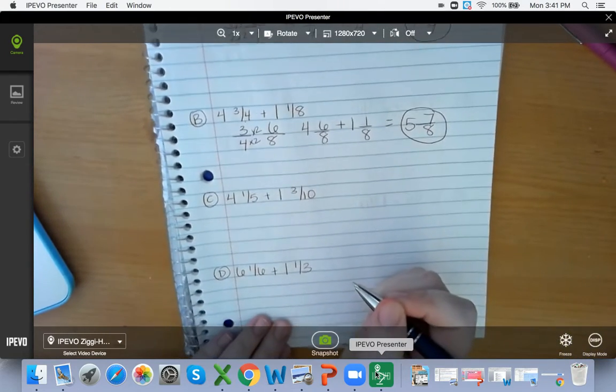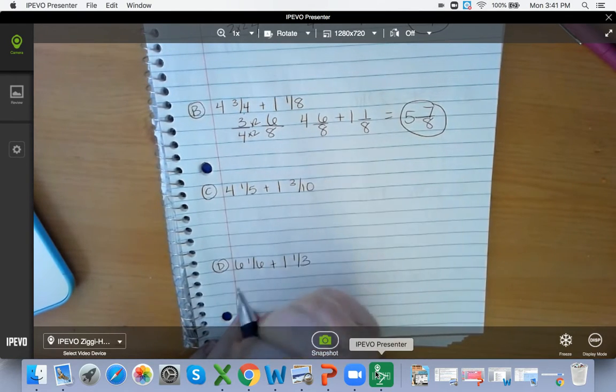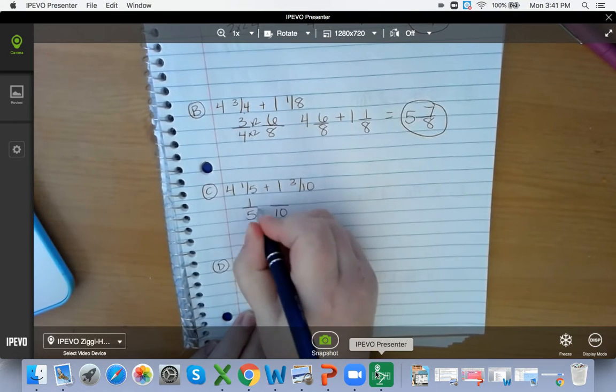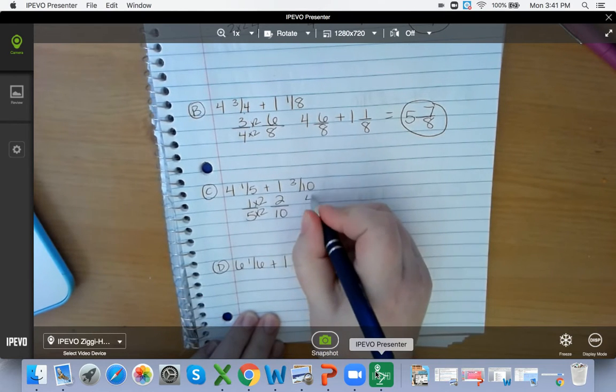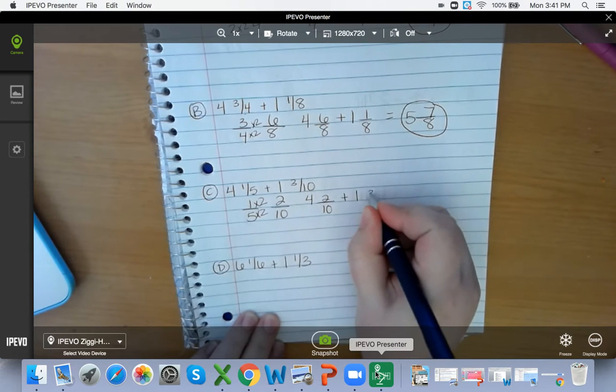All right, let's jump down to C. Now I've got a 5 and a 10. I'm going to make them a 10. I'm going to change that 1/5 into a 10. And the way I do that, 5 times 2 is 10, so I'll multiply on top here. So now I'm going to rewrite it again, 4 and 2/10 plus 1 and 3/10.